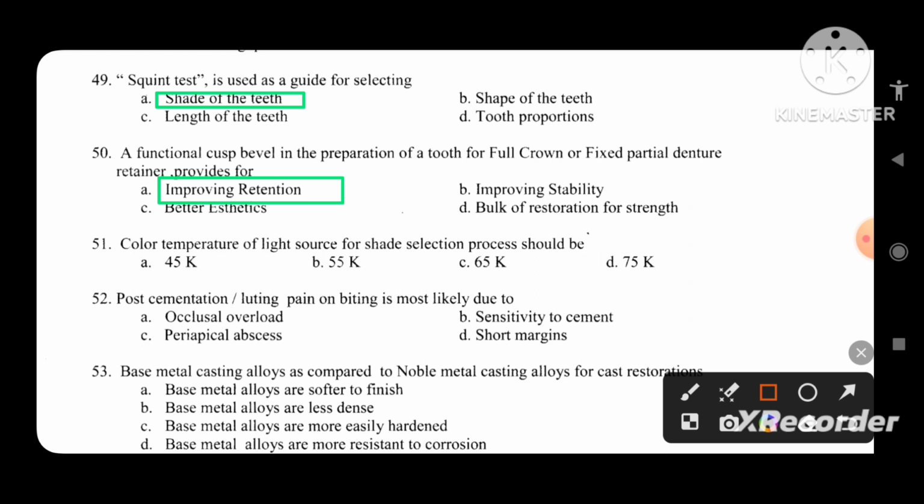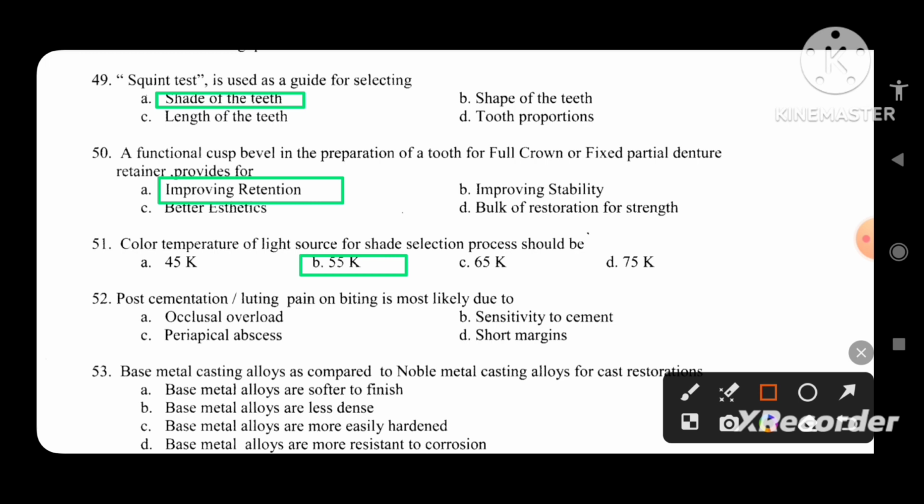Color temperature of light source for shade selection process should be. Options are 45K, 55K, 65K, 75K. And the correct answer is 55K. Color temperature of light source for shade selection process should be 55K.